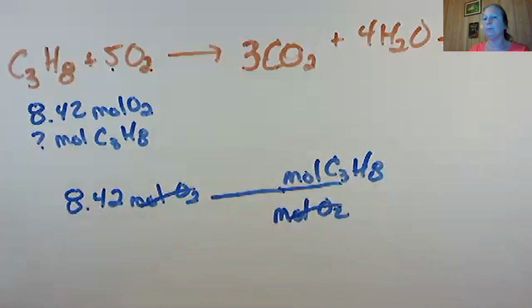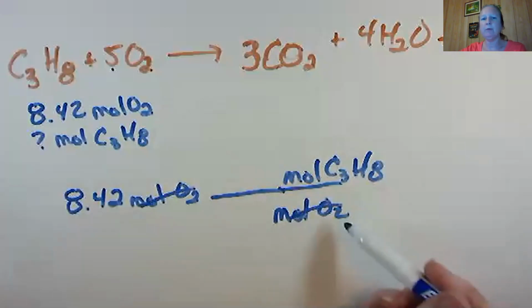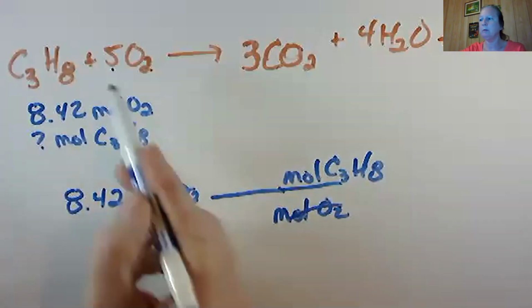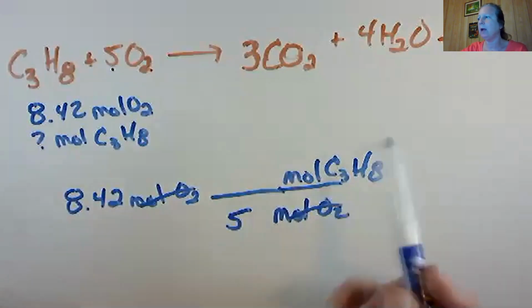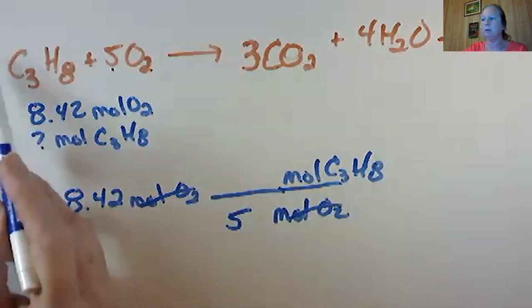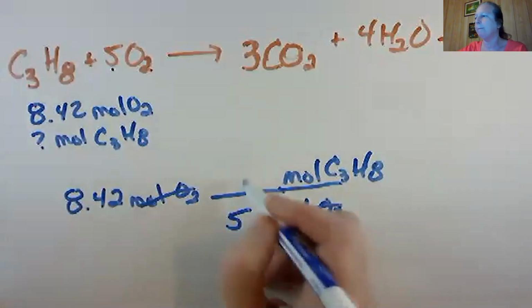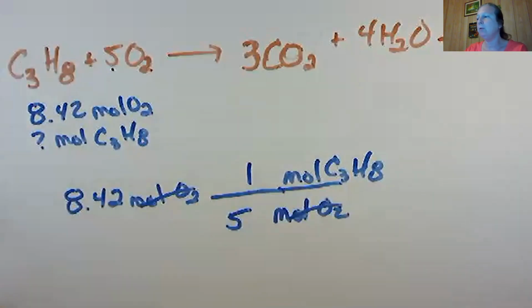What are my numbers? You go to your reaction equation. How many moles of oxygen am I going to put here? You're going to put 5. Because that's the relationship. How many moles of propane? 1, our invisible 1 there. That's all you do. Now you just divide 8.42 by 5 because it's 8.42 times 1 divided by 5. And the answer is less.